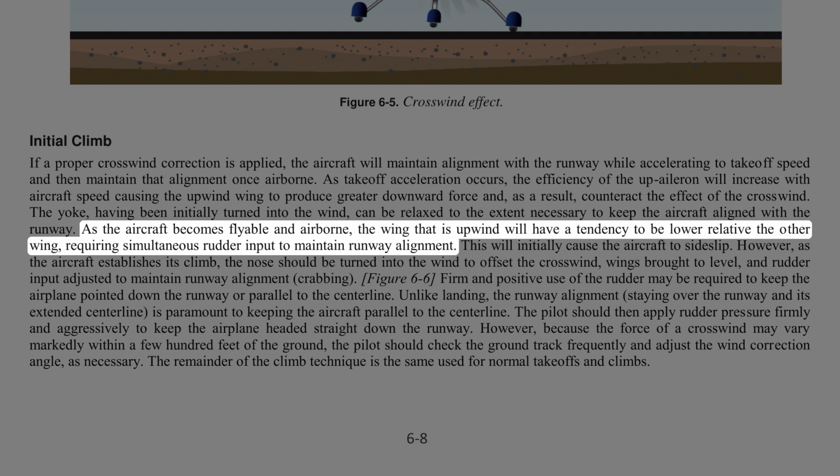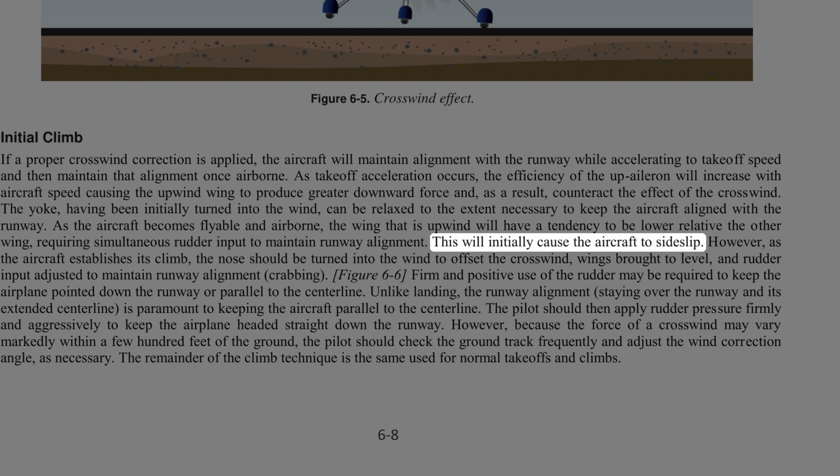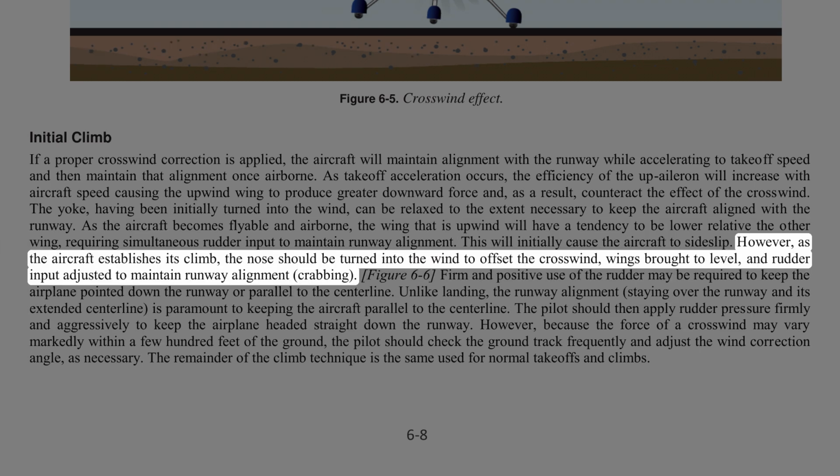As the aircraft becomes flyable and airborne, the wing that is upwind will have a tendency to be lower relative to the other wing, requiring simultaneous rudder input to maintain runway alignment. This will initially cause the aircraft to sideslip. However, as the aircraft establishes its climb, the nose should be turned into the wind to offset the crosswind, wings brought to level, and rudder input adjusted to maintain runway alignment, crabbing.